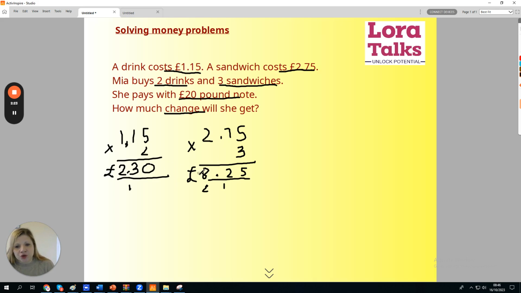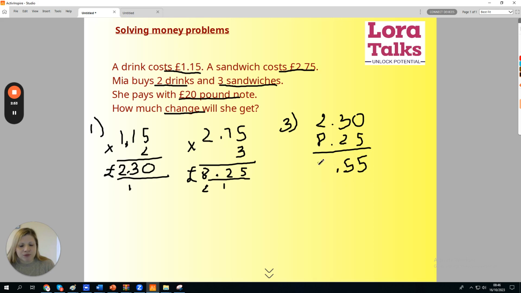So now what I will do, I will add. So that was the first step, finding out 2 drinks and 3 sandwiches. My third step, to work out how much they would cost all together. So I will add £2.30 to £8.25. So that's 5. I put a decimal and so it's going to be £10.55. So that's my third step, and now I need to work out the change.